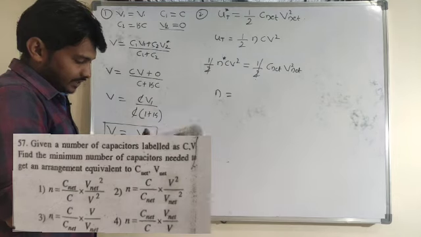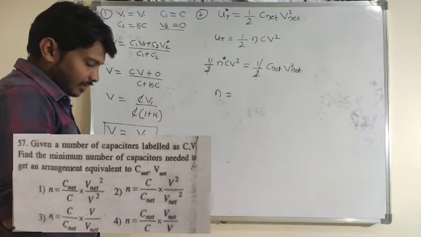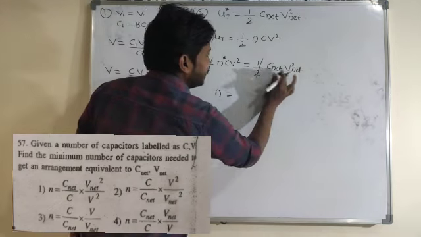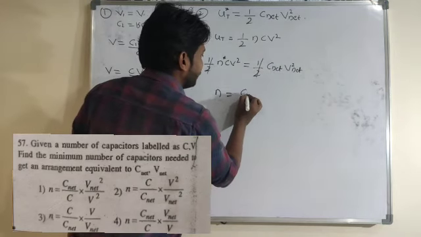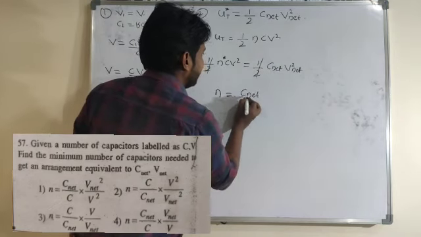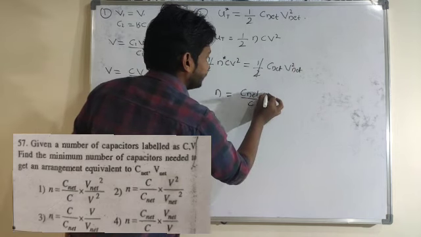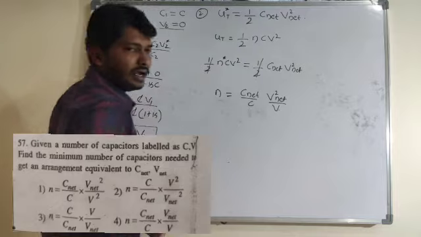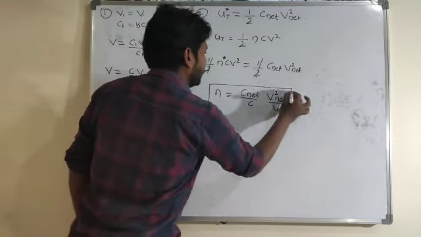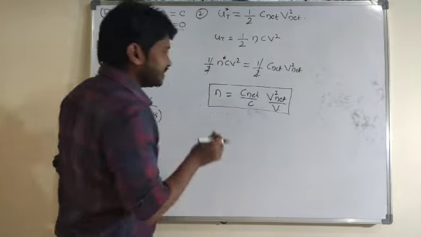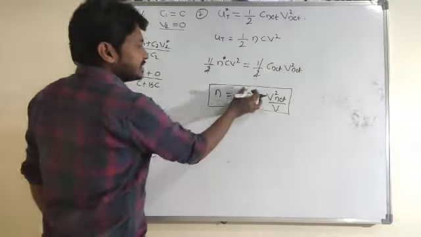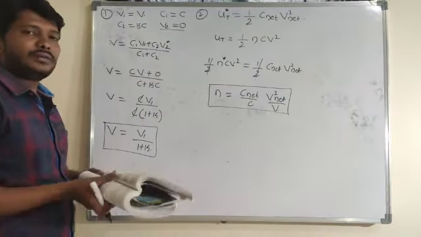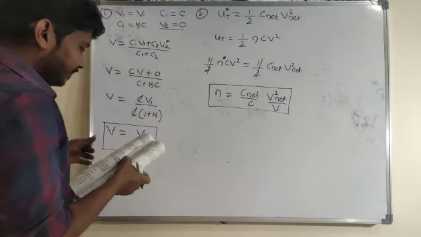They asked for the minimum number. What was the question? The minimum number of capacitors needed to get an arrangement equal to C net and V net. So n is equal to C net divided by C, times V net squared divided by V squared. This is the minimum number of capacitors required. We'll look at the next one.